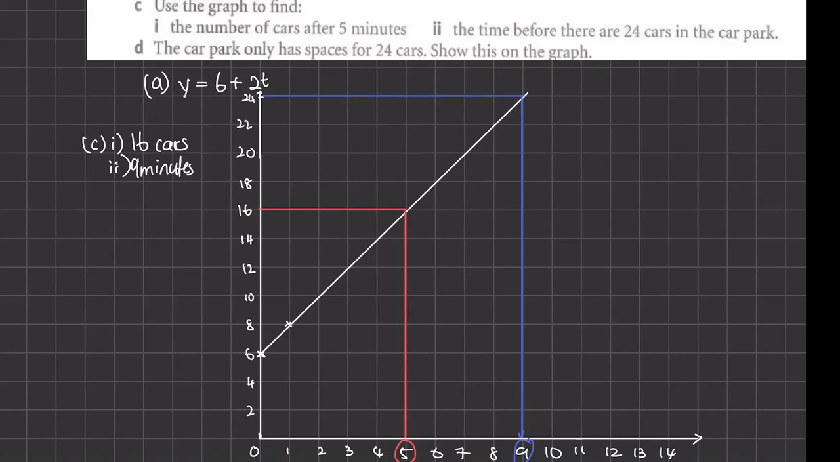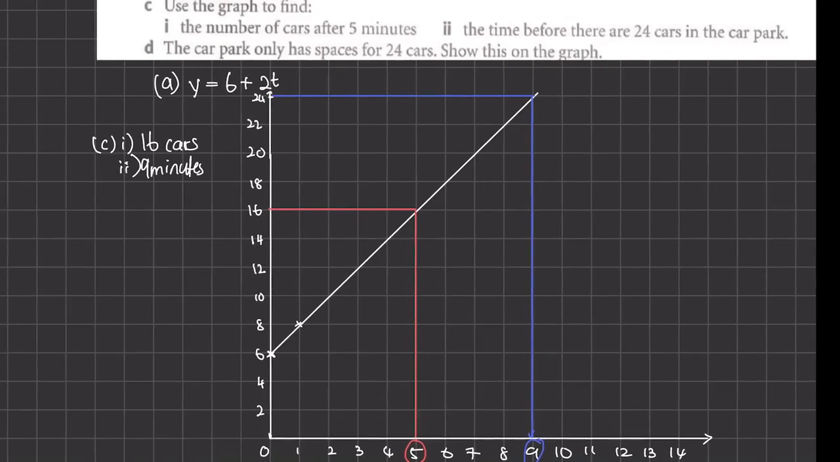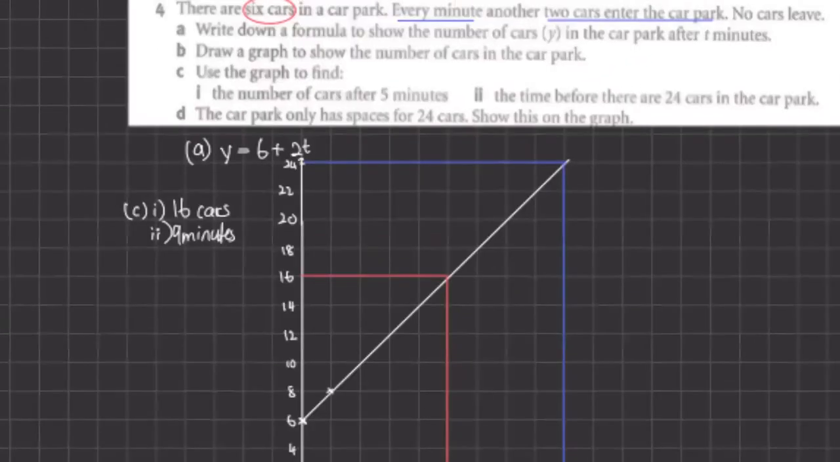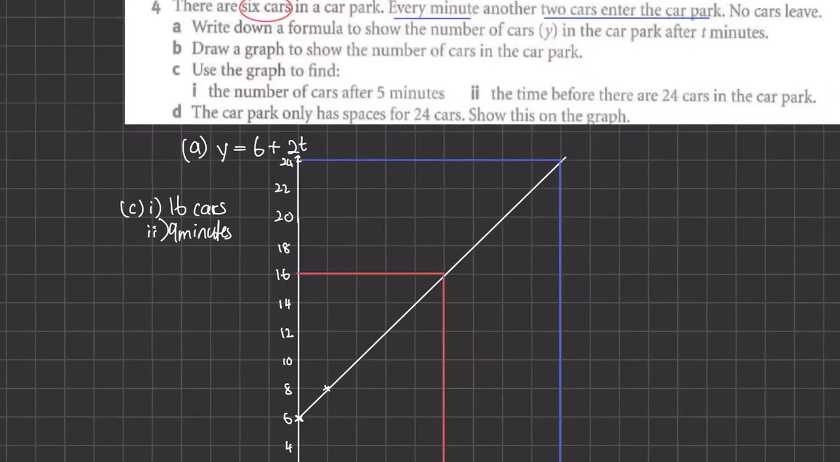The car park only has spaces for 24 cars. Show that in this graph. So just remove this up. Means that we cannot have anything more than 24. This is the maximum. So it means after 24, you shouldn't be drawing anymore. Okay, and that's it.